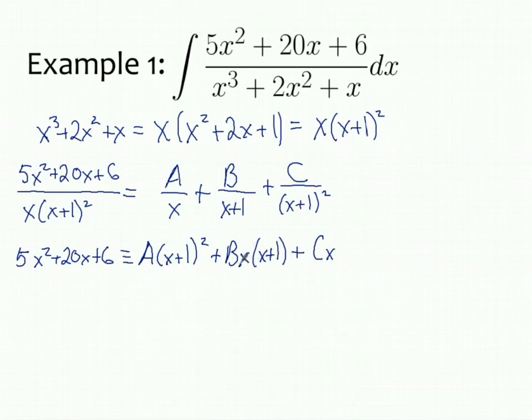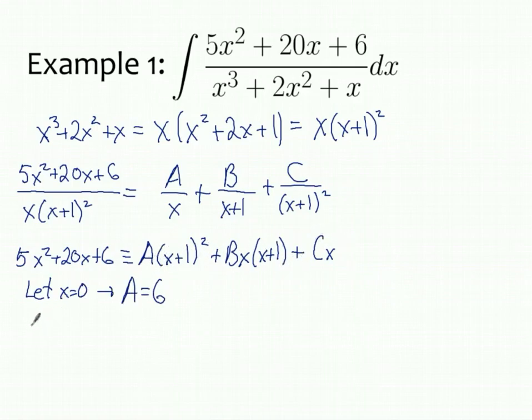So for instance here, because Bx and Cx both show up, if I choose x to be 0, those terms will drop out, and 0 plus 1 is 1, and 1 squared is 1, so I'm going to get A on this side. And if I plug in zeros on the other side, I get 6. So if I let x equal 0, then I get that A is 6. Great. Now I can plug that in and keep going.